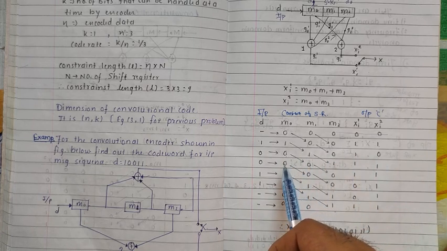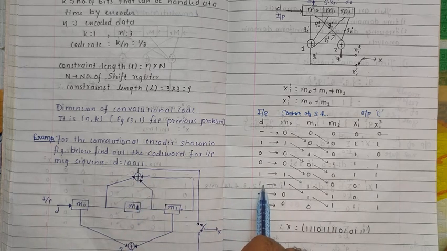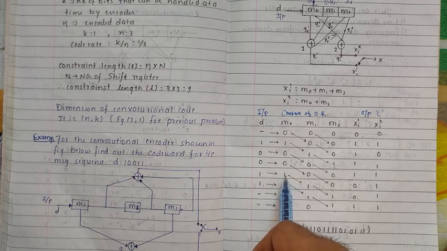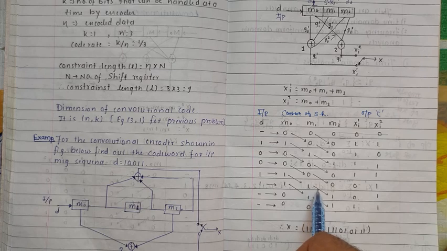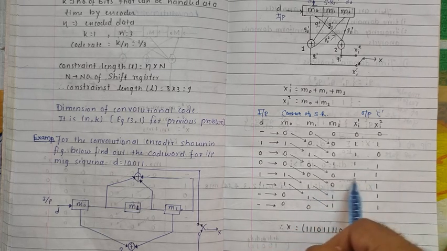This operation continues until the last input bit reaches the last shift register. When the last input bit 1 is applied, it is stored in M0, the previous content of M0 is shifted to M1, and the content of M1 is shifted to M2, and accordingly we get the output 0, 1.